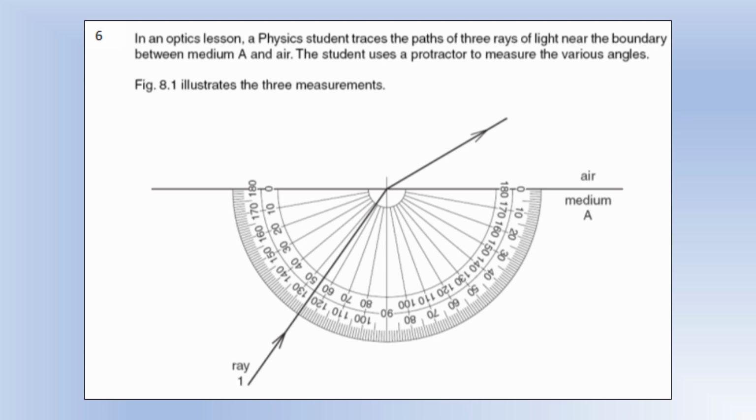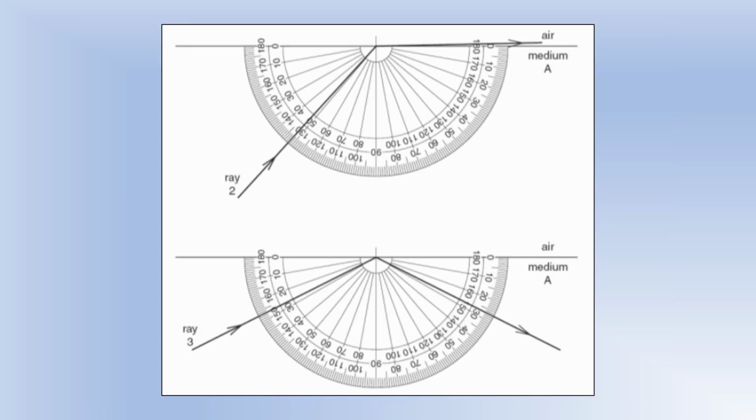Okay, so in an optics lesson, a physics student traces the path of 3 rays of light near the boundary between medium A and air. The student uses a protractor to measure the various angles. Okay, so this is our first one, and we can see it is bending away from the normal as it goes into a lower refractive index. Makes sense. Then we've got what looks like the critical angle for the second diagram, because you can see it's going very close to the boundary. And then for ray 3, it looks like we've got total internal reflection occurring. All right, so those are our diagrams.